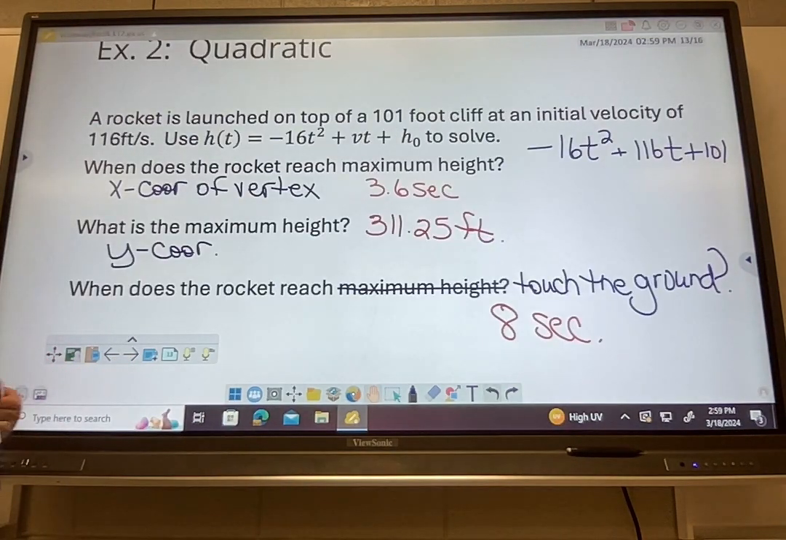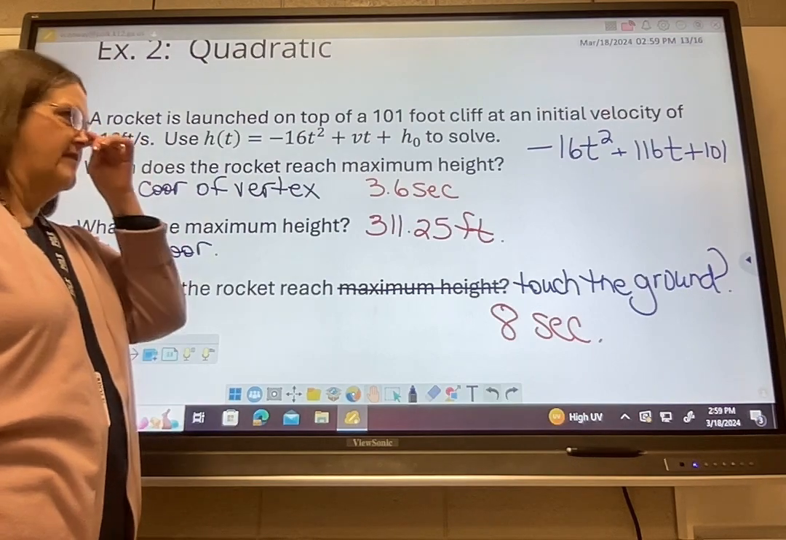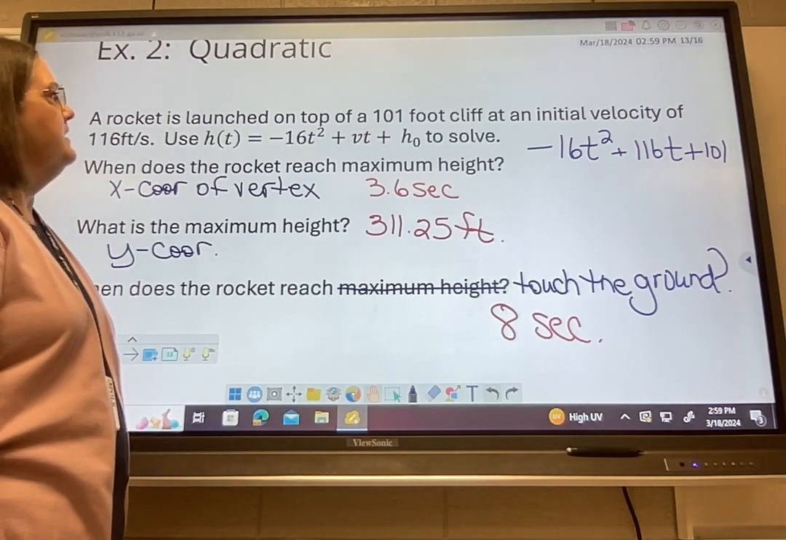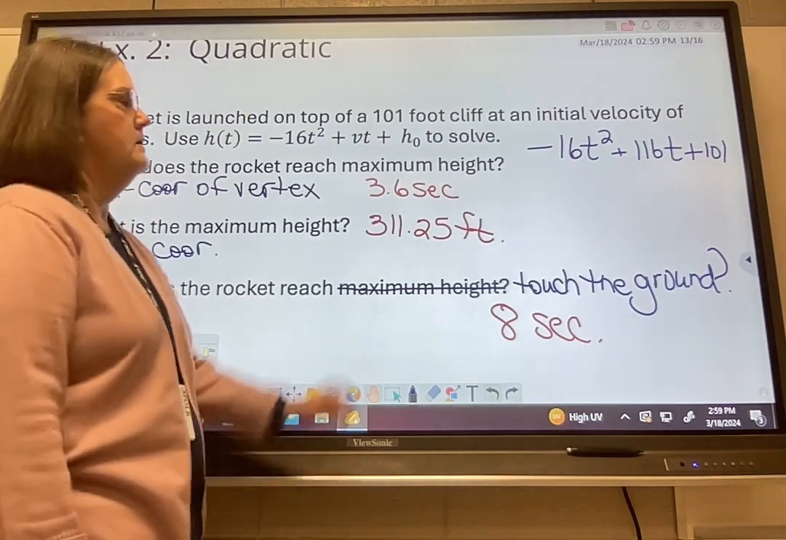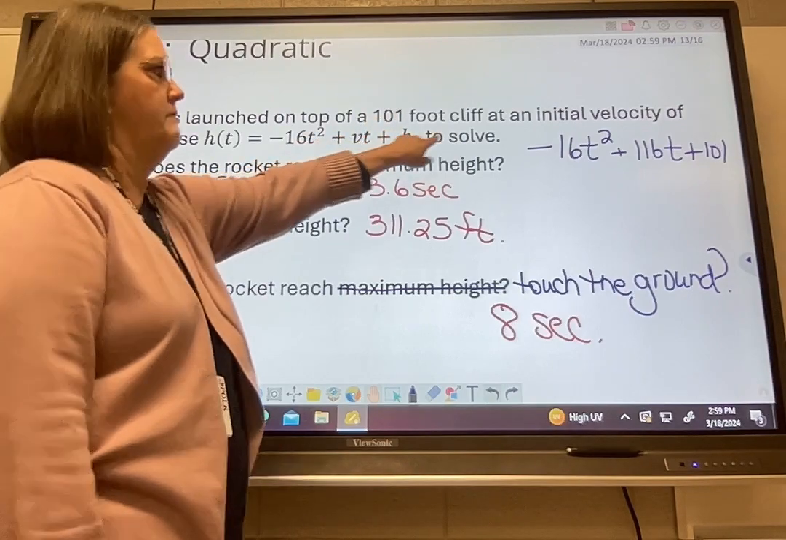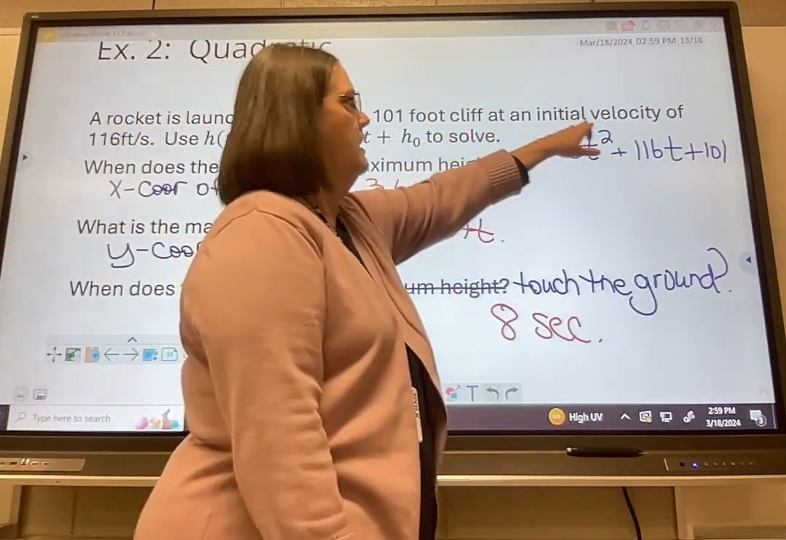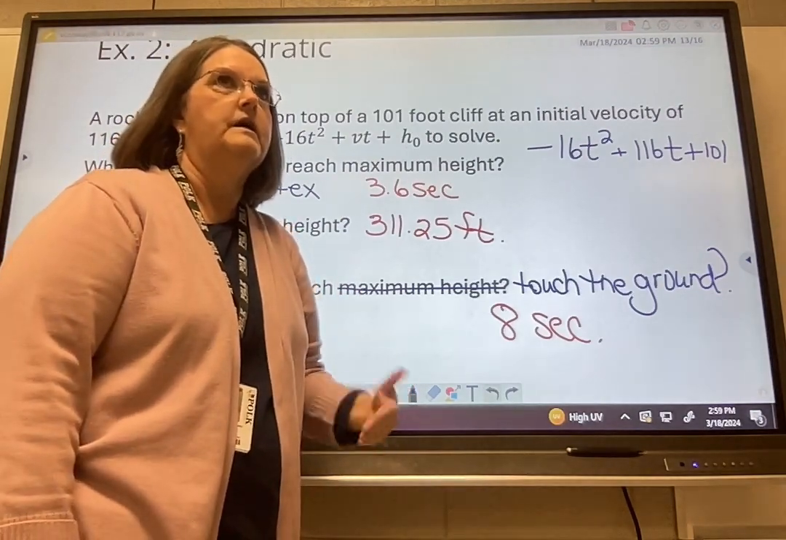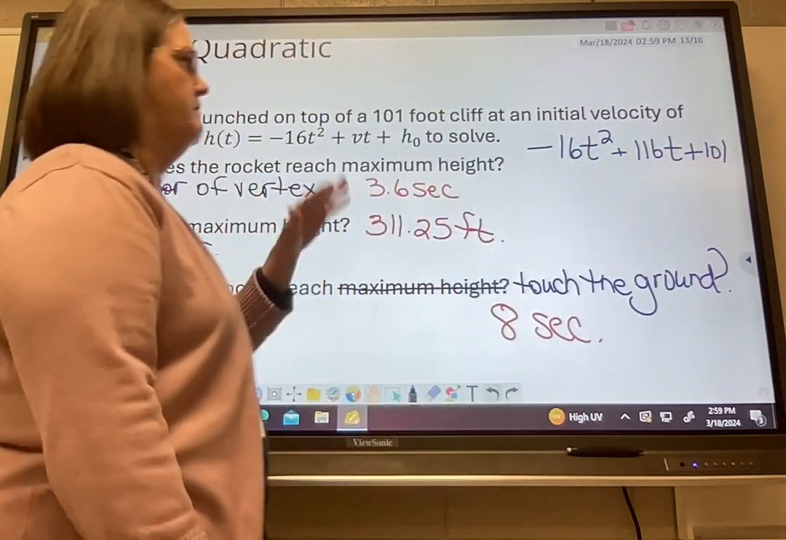This is a quadratic one. A rocket is launched on top of a 101-foot cliff at an initial velocity of 116 feet per second. Use h of t equals negative 16t squared plus vt plus h sub 0 to solve. All right, this h sub 0 means your initial height, so 101 feet. We put that in. And this v is your initial velocity. Now it makes sense. H sub 0, initial height, v, initial velocity. You just put those numbers in for the v and the h.